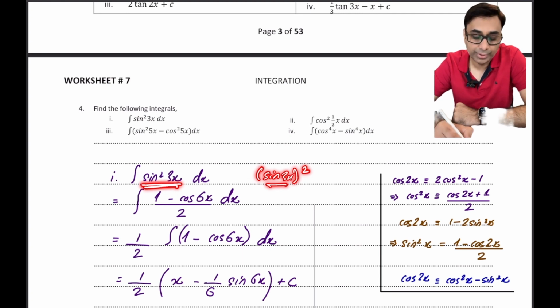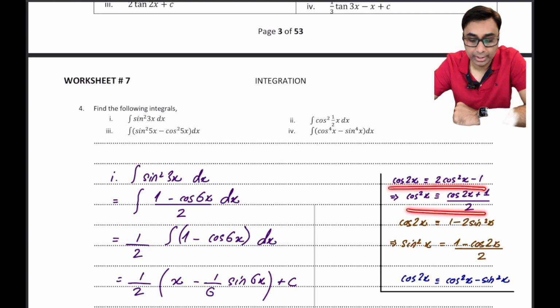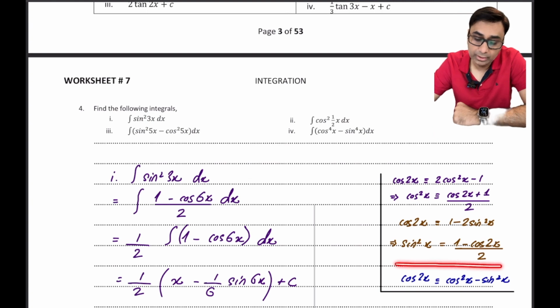So for these kinds of situations, you have to make use of the double angle formula. For example, if you have sin square 3x to be integrated, you will go to the formula sheet and identify the double angle formula, which can be rewritten like this for cos square x and like this for sin square x. Since I have to integrate sin square, I'm going to use this formula, rearranged, which is equal to (1 minus cos 2x) upon 2.